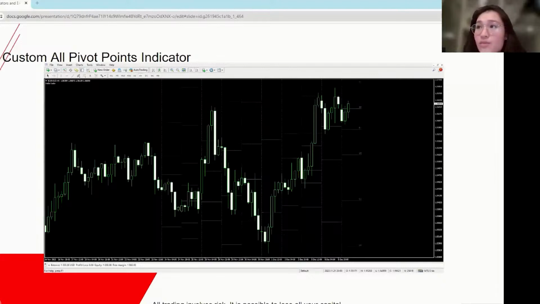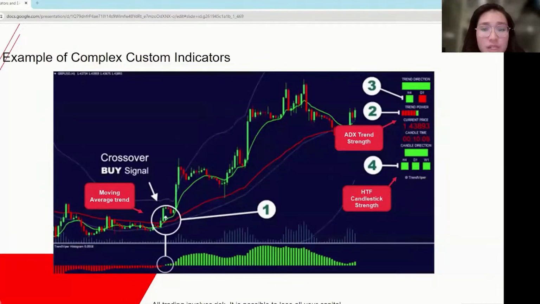Another example of a pivot points indicator, you can see here, it basically works like your normal pivot points indicator where it has your pivot point, your S1, S2, and R1, which are basically your support and resistance levels. So those are pretty simple indicators.